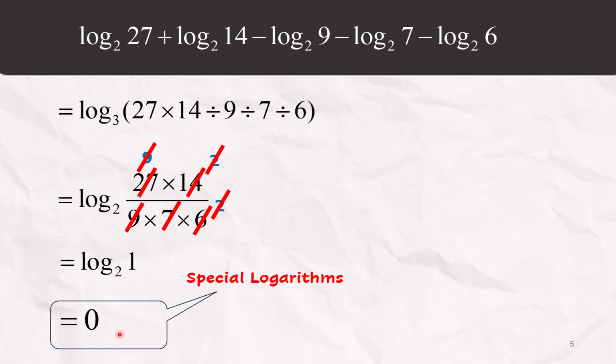How do I get this? Because any number to the power of 0 is always equal to 1. So it's 2 to the power of 0. This will give me a 1. So again, if I'm not sure, do check out my first video.